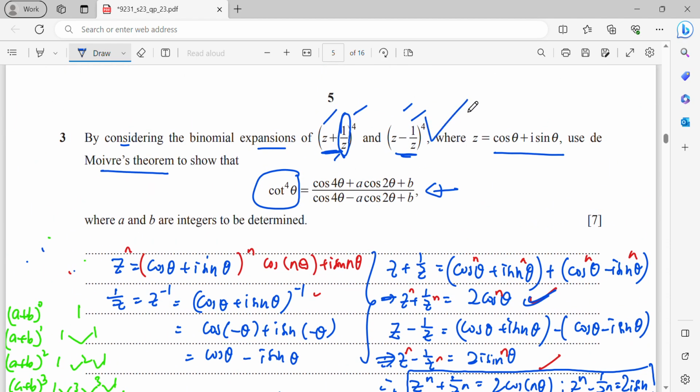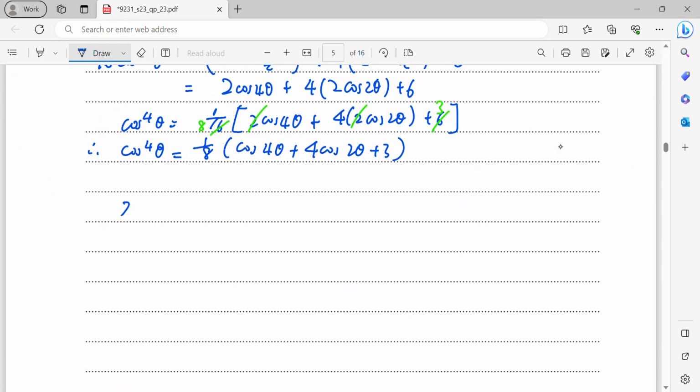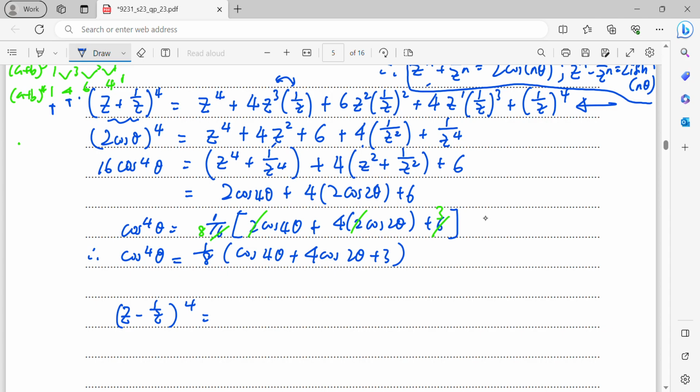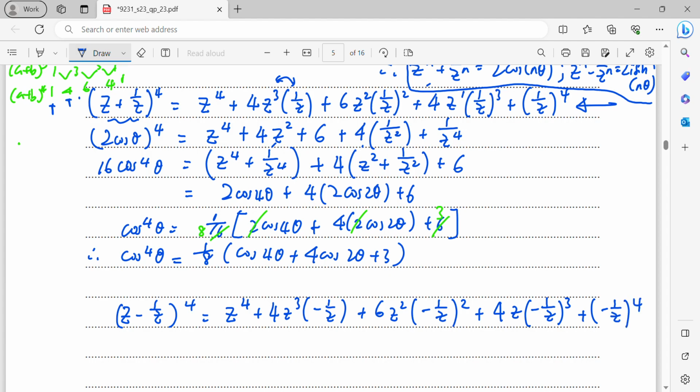Now continue with the second expansion, the minus. So the z minus 1 over z degree 4 will have the same coefficients as this expansion, but be careful with the second term now. Instead of plus z, you change to minus z. So I will copy from the previous expansion. So these are my 5 terms. Then now I will simplify.